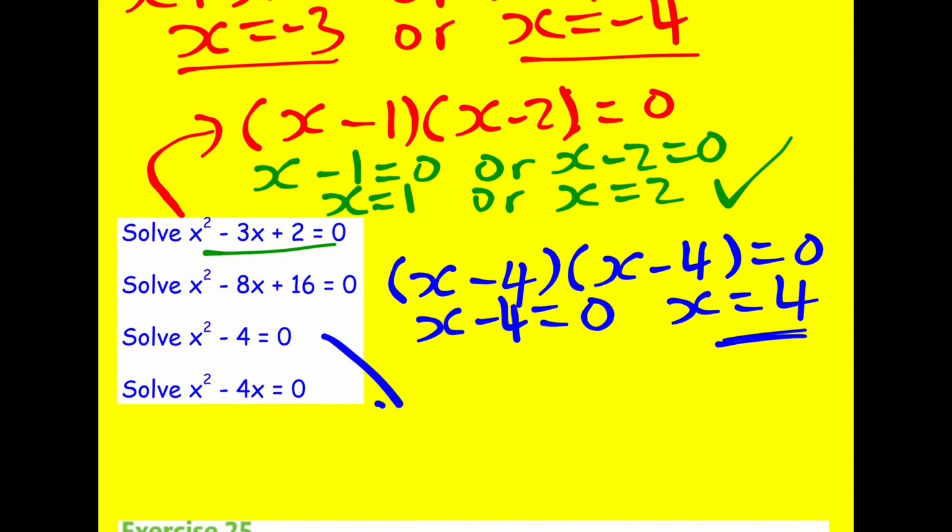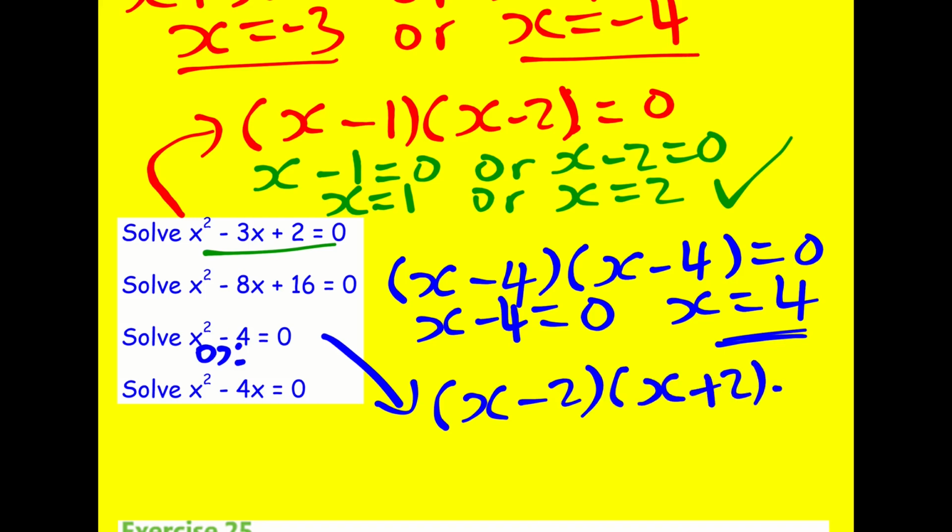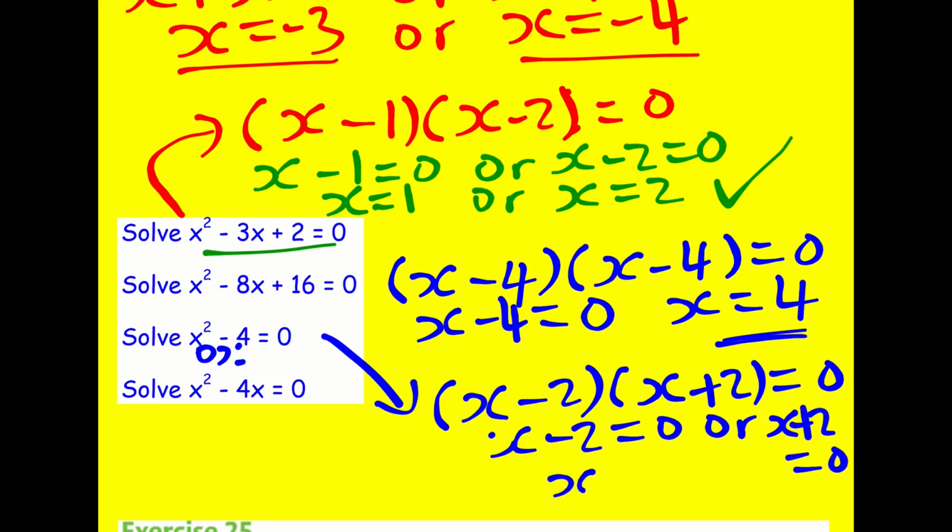Okay, let's look at this one. x squared minus 4 equals 0. Now this is one of those quadratics that if you don't look at for a while, you sort of forget and you think it's confusing, but this is a difference of two squares. I want two numbers that multiply to give minus 4 and add to give 0, because technically there's a 0x in here. So it's going to be x minus 2, x plus 2 equals 0. We're going to get x minus 2 equals 0 or x plus 2 equals 0, x equals 2 or minus 2.